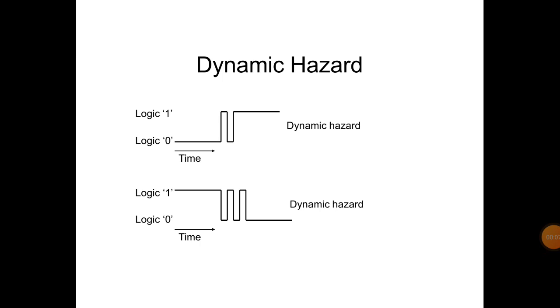Good morning, students. In this class, we are going to start the 5th unit. In the 5th unit, we are going to discuss hazards and the types of hazards, that is dynamic hazards and static hazards. In static hazards, we have static 0 hazard and static 1 hazard, and how to remove the hazards. This topic we are going to discuss in the 5th unit.